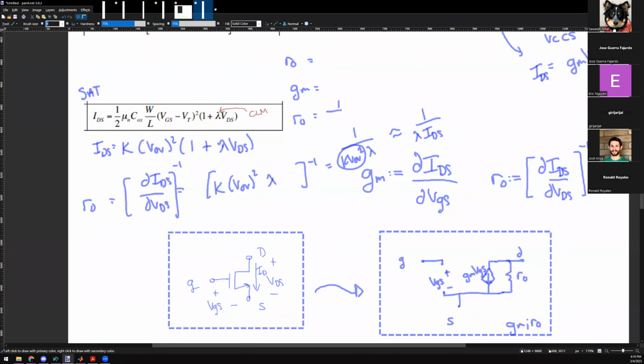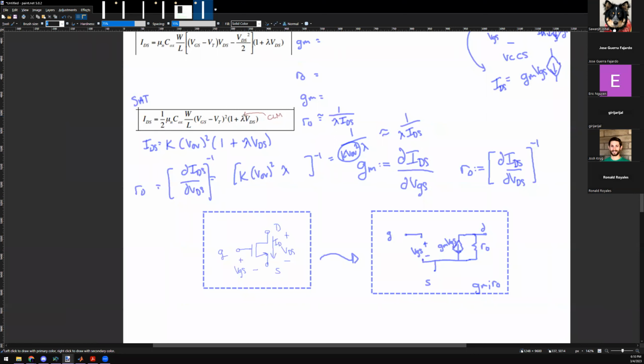So here the answer is 1 over lambda IDS is a very good estimate of this. And when lambda is equal to 0, what does that mean? It means R naught is infinity. So when you say no channel length modulation, then lambda is equal to 0, therefore R naught is equal to infinity, and therefore this component just does not exist there. Does that make sense? Yeah, that does.